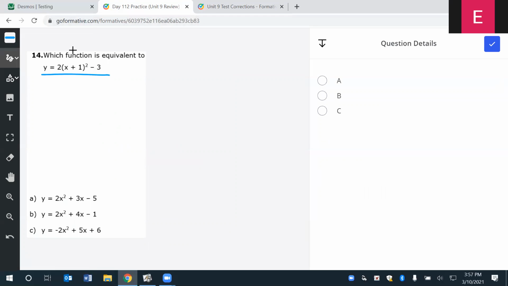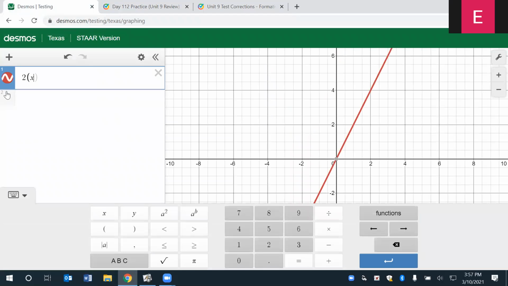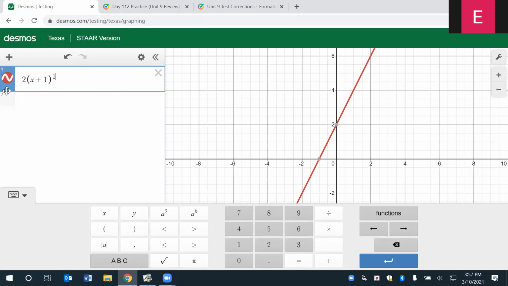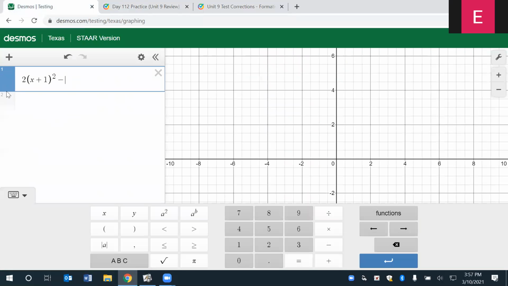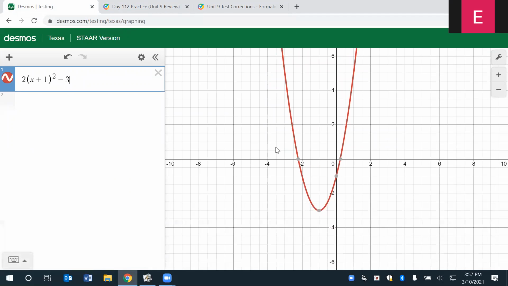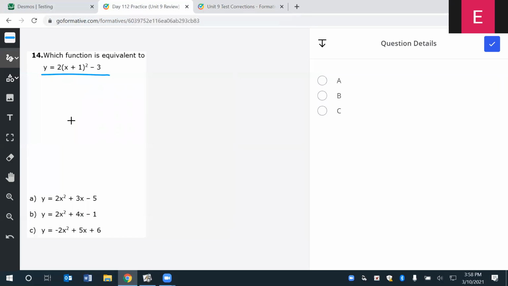So I'm going to graph this in decimals. 2x plus 1. Okay, here's my graph. Do not delete this, you're going to keep that, and then we're just going to start typing answers until we find the right one. I'm going to type the first one, 3x squared plus 12x plus 33. Sorry, I'm doing the example, this one. I'm going to type this one, 2x squared plus 3x minus 5.